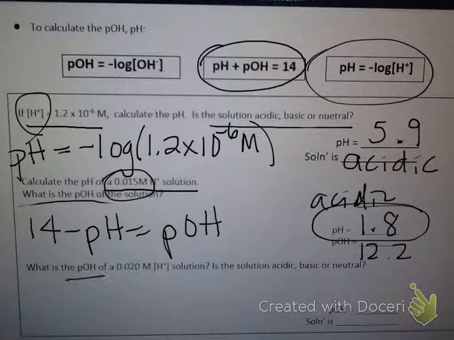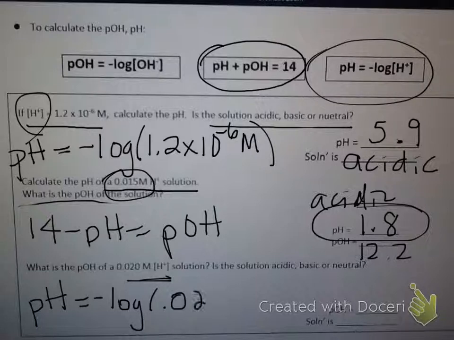It says, what is the pOH of a 0.020 molar hydrogen ion solution? Now be careful, because sometimes I ask trick questions like this, just to make sure you're watching. Notice the hydrogen ion concentration is given. From the hydrogen ion concentration, we can calculate the pH. So pH is the negative log of the hydrogen ion concentration, 0.020 molar. What do I get from that? I get about 1.7. So the pH is about 1.7.